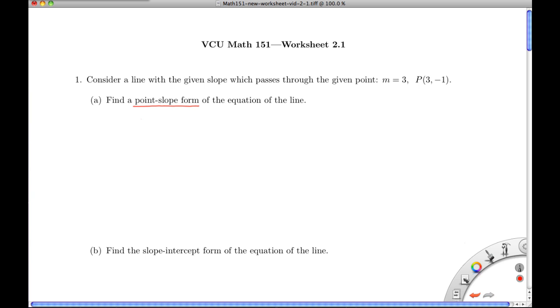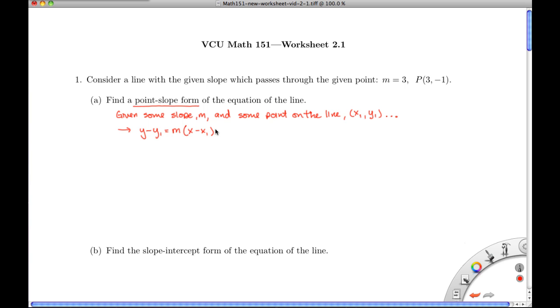So let's remind ourselves of what point slope form is. Given some slope m, which we are given, in this case it's 3, and some point on the line, let's just call this x sub 1, y sub 1. So that's the point that we know happens to be on the line, or the line goes through at least. Given this, the point slope form is going to look like this: y minus the y-coordinate of the known point is equal to the slope m times x minus the known x-coordinate of the point that it goes through.